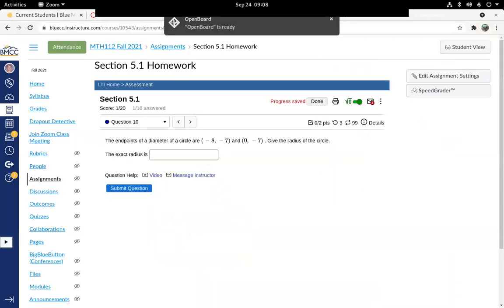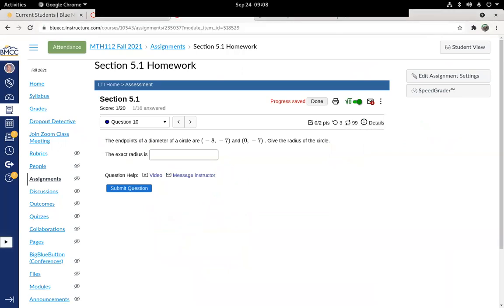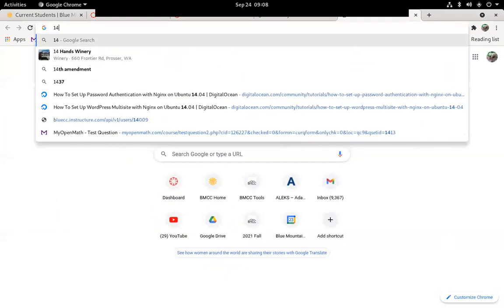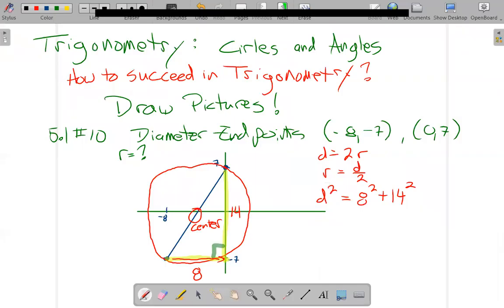I think I'll use a calculator this morning for that one. Come on, Zoom, get out of the way. So we're just going to ask, what is 14 squared to the internet? And the internet replies with a lovely calculator and the answer of 196. Cool. So then I have 64 plus 196. So that's my d squared. Okay, what's that going to give us? That is 260 altogether. And again, good place to double check with a calculator.